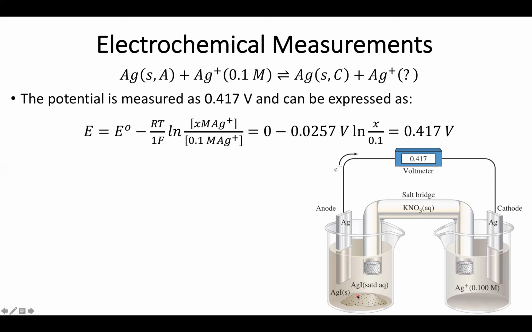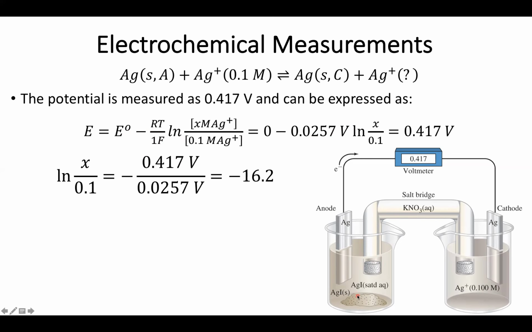That means the only thing I have left to solve for is the concentration of silver in that saturated solution. So what I can do is divide both sides by that 0.0257, so I can express it as a natural log and as a number. Then to undo natural logs, as a reminder, we can raise both sides to the exponential, and multiplying both sides by 0.1 molar, my denominator, I can get the concentration of my silver ions in my anode as about 9 times 10 to the negative 9th molar.